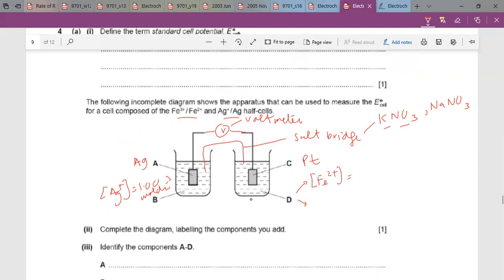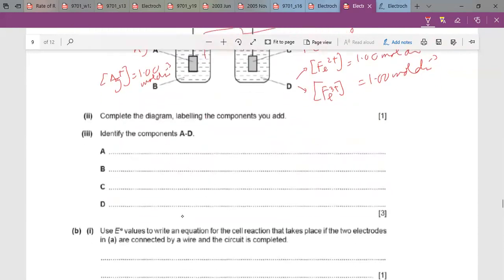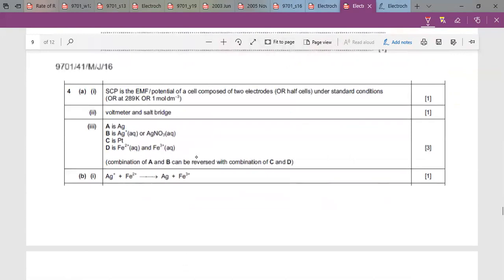concentration. This represents concentration, moles per dm cube. But you must still put it as 1.00 mole per dm cube. This Fe3+, 2 of them must be present, 1.00 mole per dm cube. You need to write this down here, so all is written down here.